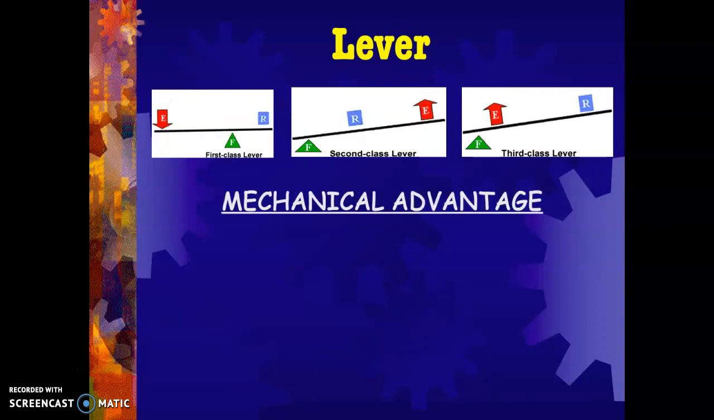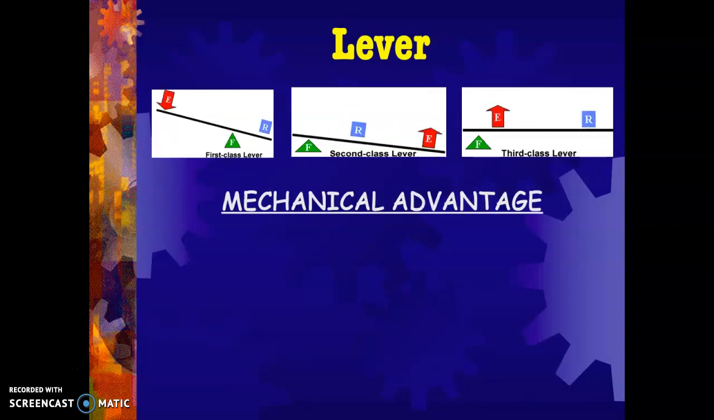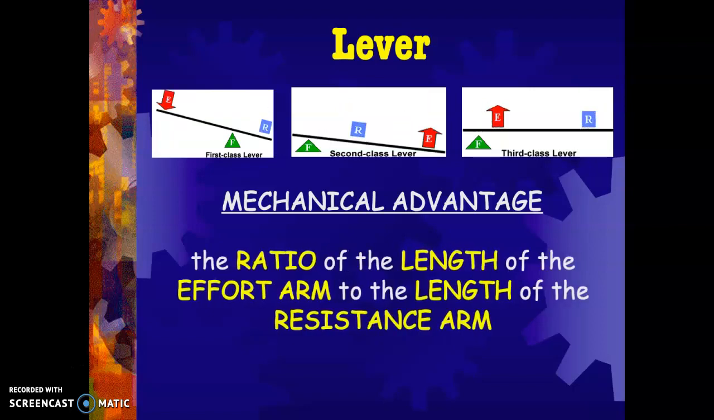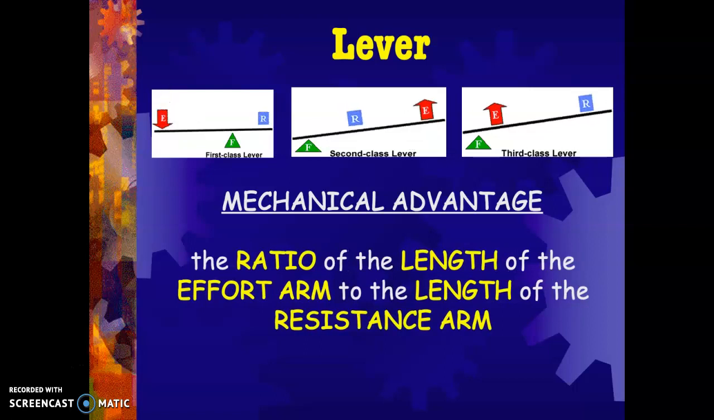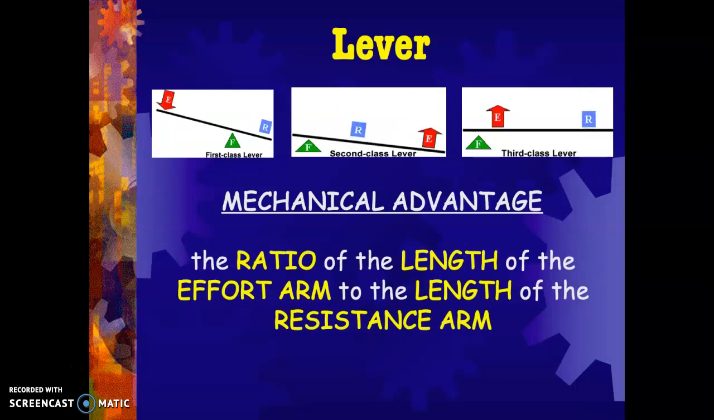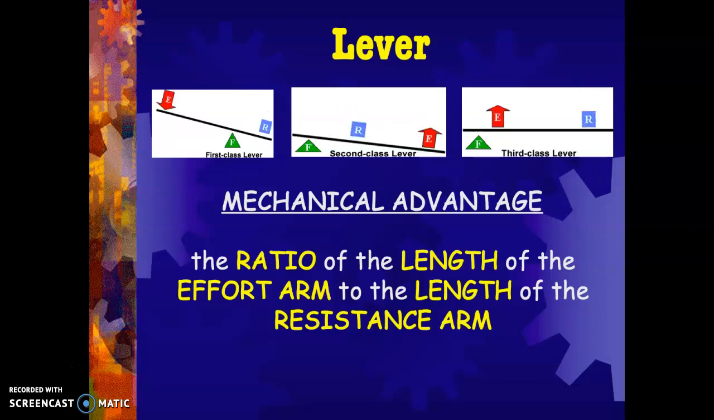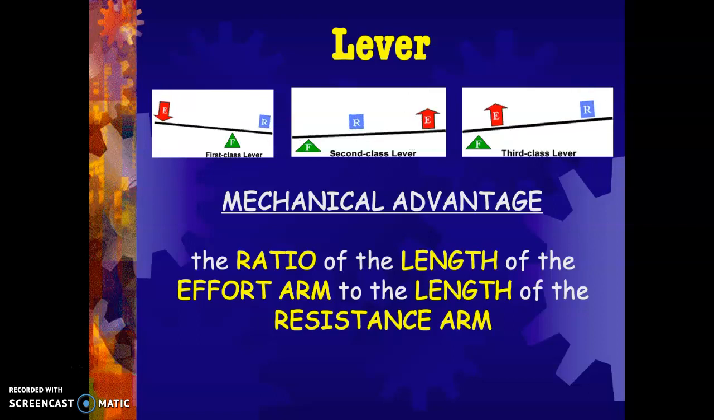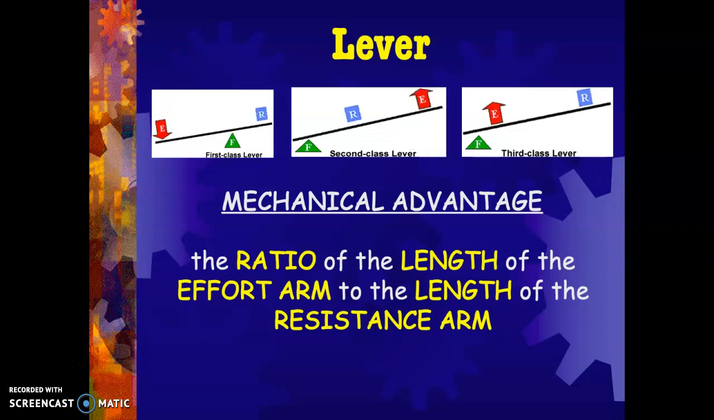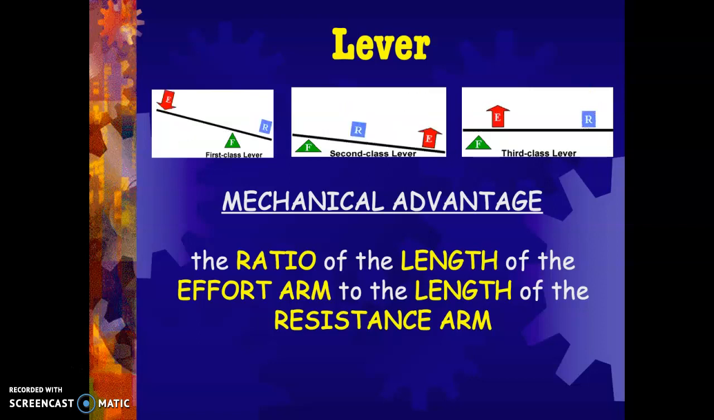So mechanical advantage. How do we calculate the mechanical advantage of a lever? It is a ratio. Okay, so again, we are dealing with a division problem. Anytime we're doing ratios, we are dividing. So you take the length of the effort arm. Again, the length of the effort arm is the distance from the fulcrum to where the effort force is applied. And you divide that by the length of the resistance arm.